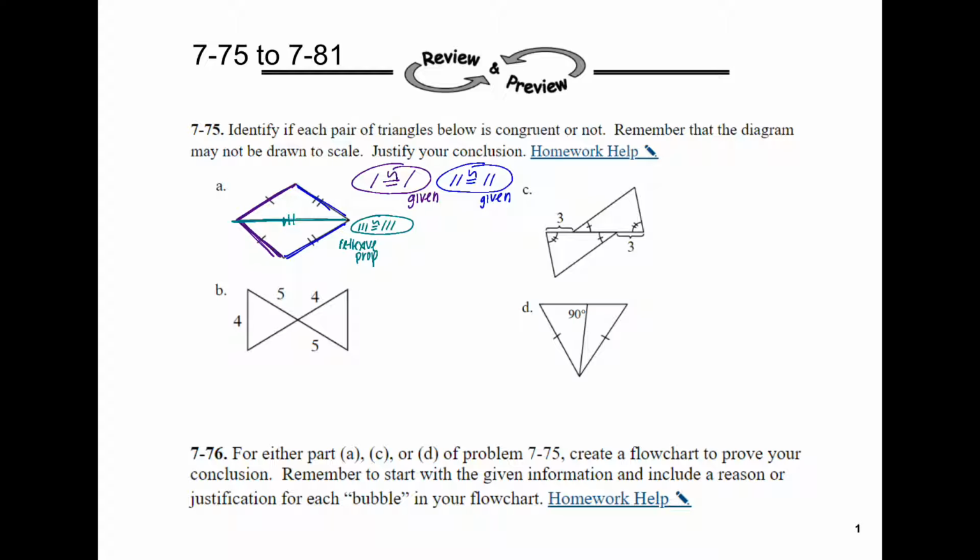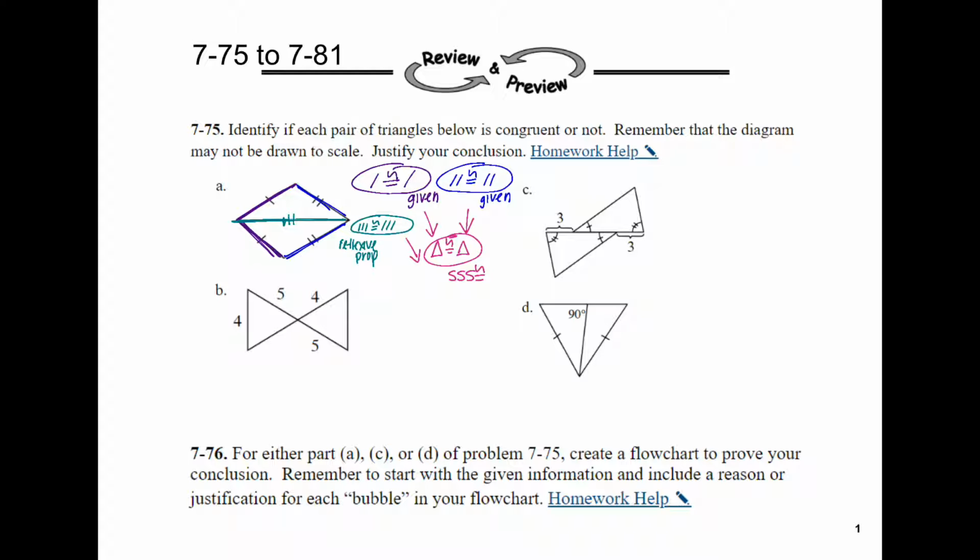Which then leads to prove that if we have three sides that are congruent, our triangles are congruent based on the side-side-side congruency theorem.